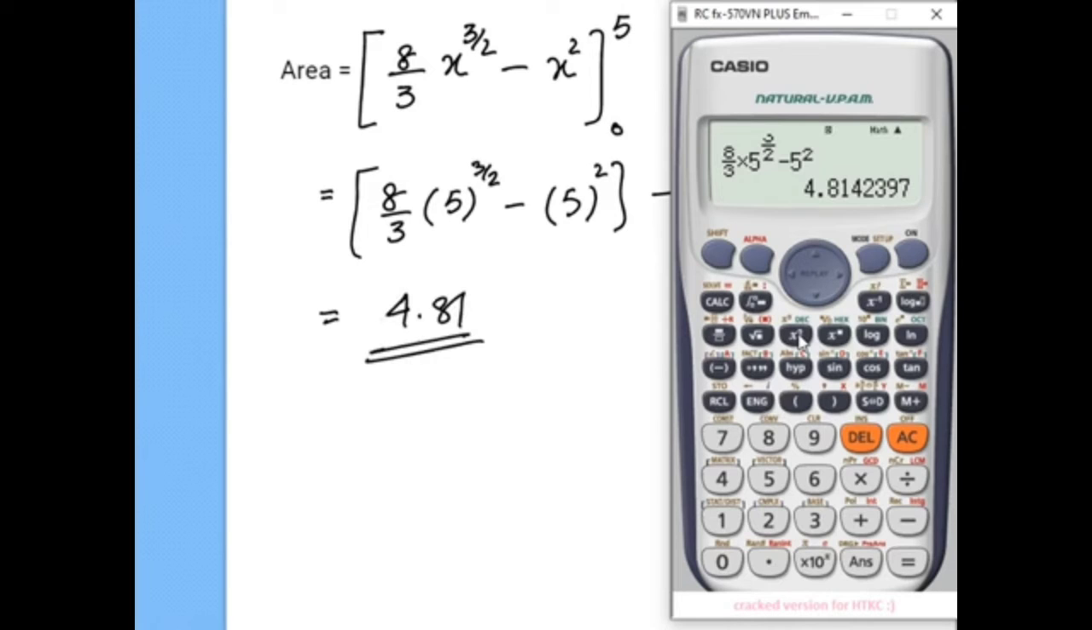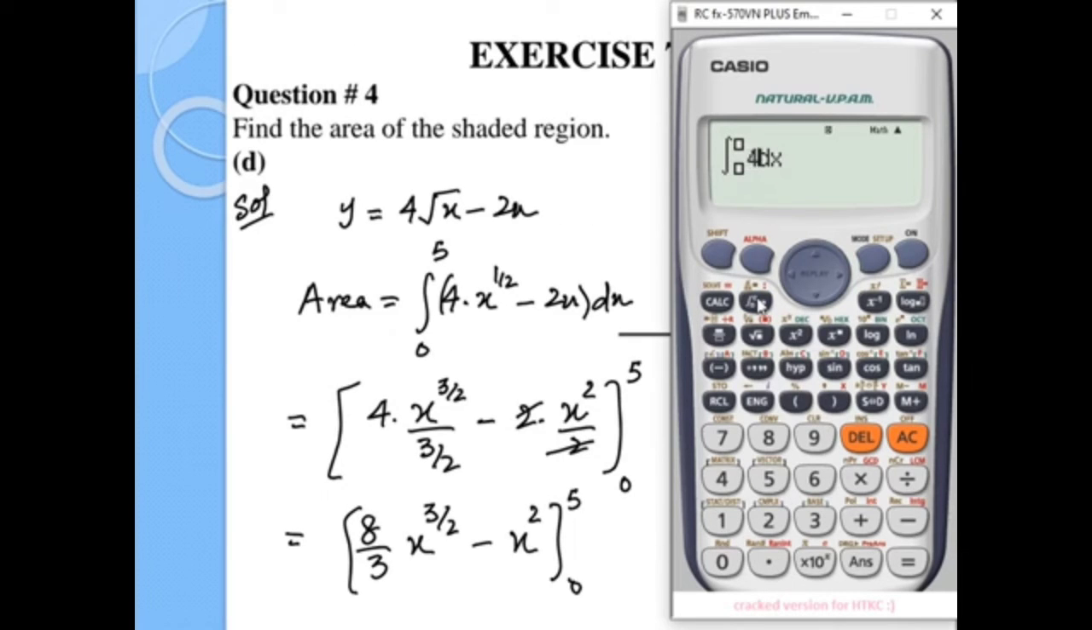Now we will use the calculator for the integral as well. So the question value is 4 root alpha x minus 2 alpha x. The lower value is 0, upper value is 5. So it's processing now. And we got the same answer, that is 4.81. Move to the next question now.